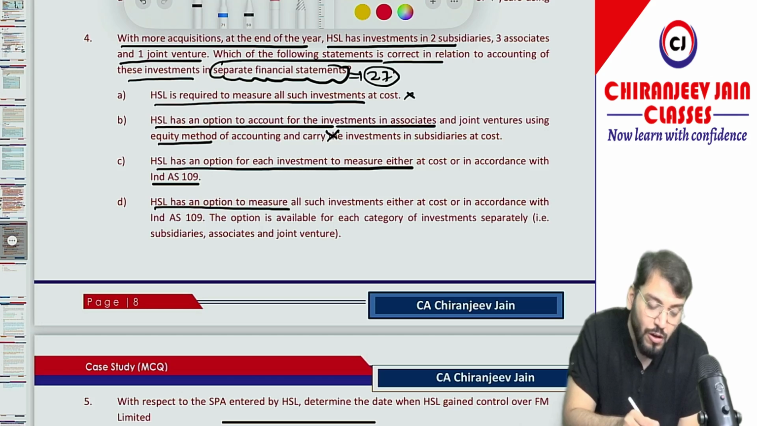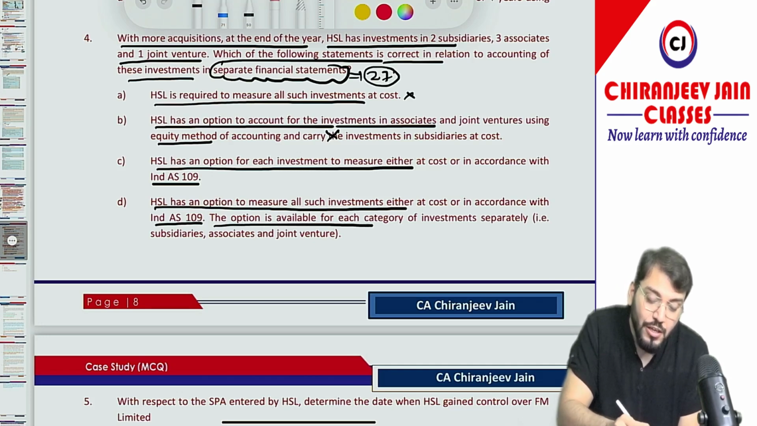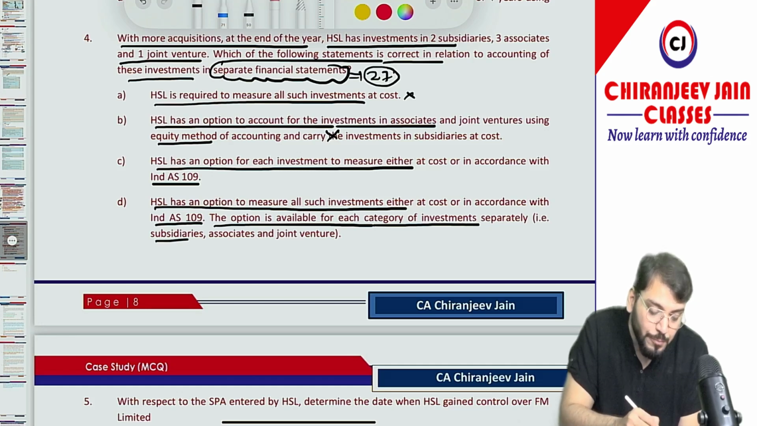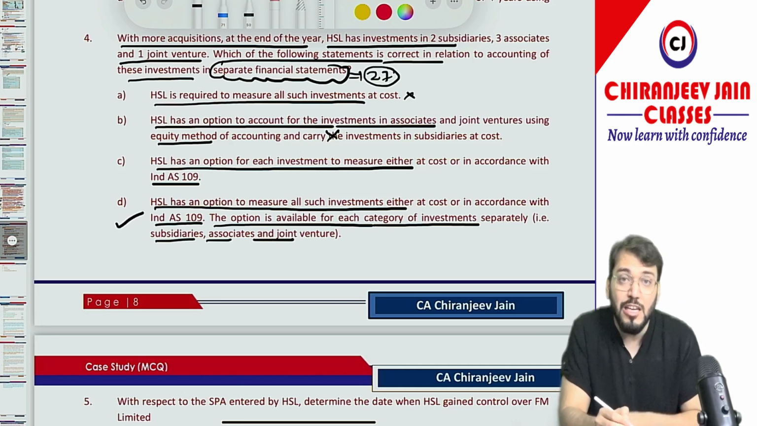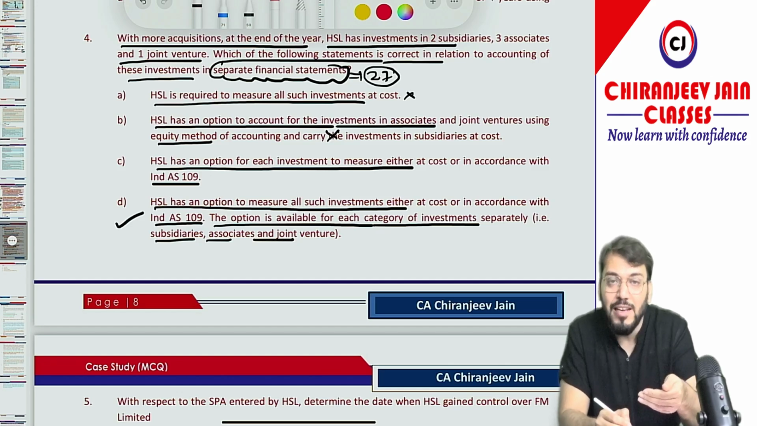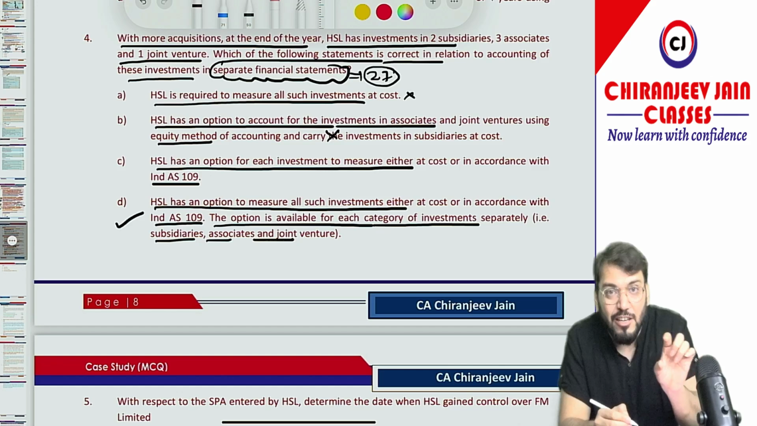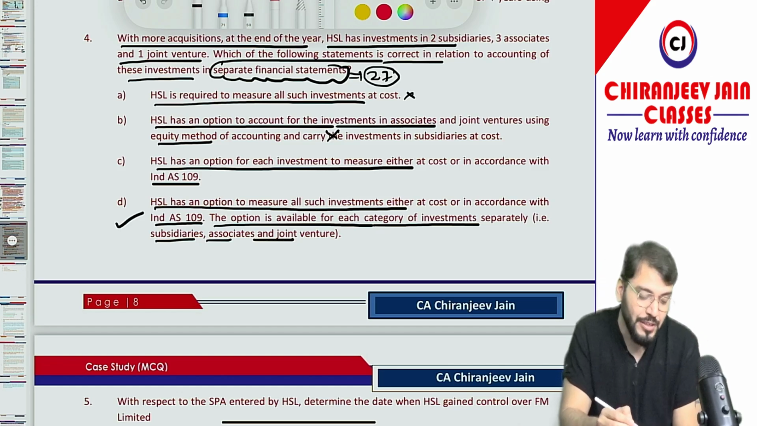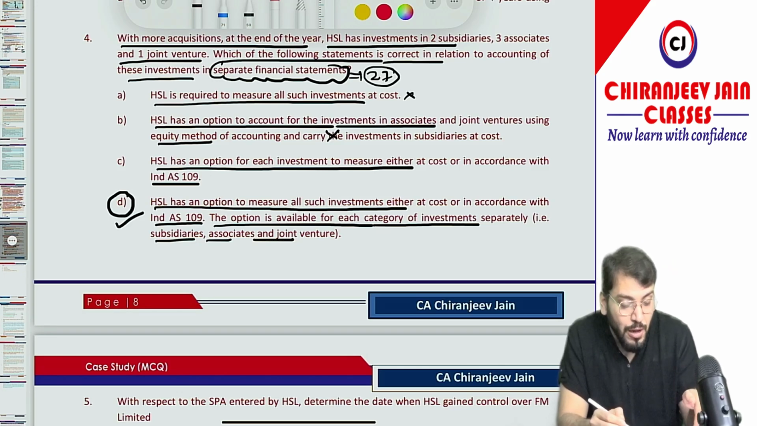HSL has an option to measure all such investments either at cost or in accordance with Ind AS 109. This is also correct. The option is available for each category of investment separately, that is subsidiaries, associates and joint ventures. So this becomes the better option, because that option is available category-wise as per Ind AS 27. For subsidiaries, if you have taken cost, for all subsidiaries you need to take cost only. So option number D becomes the best option among the options given in this MCQ. Okay? Yes, sir.